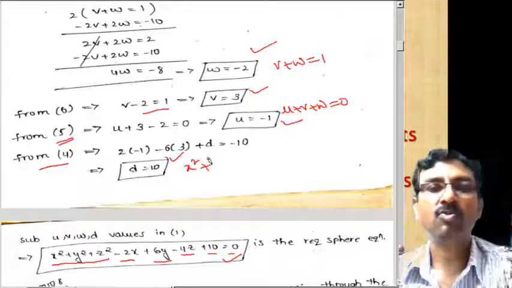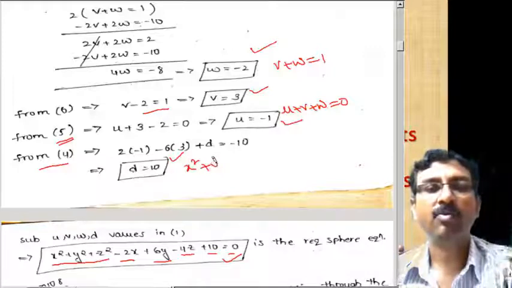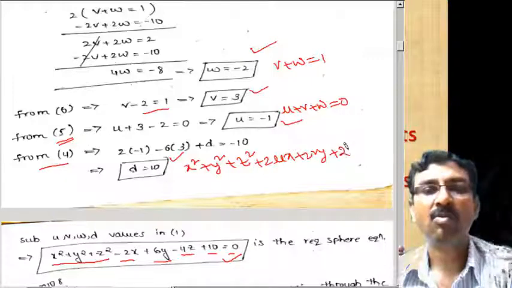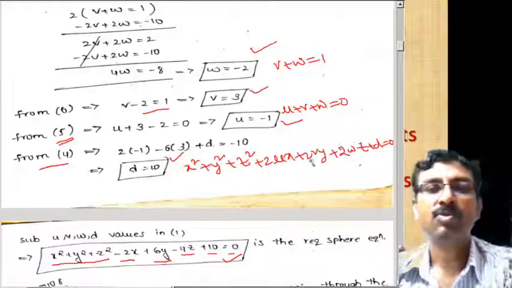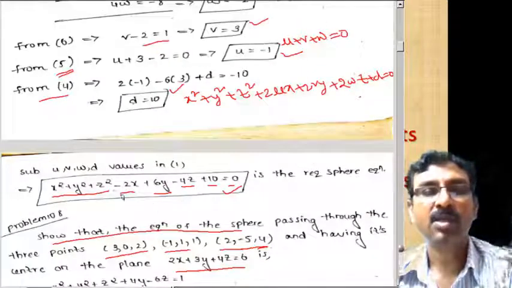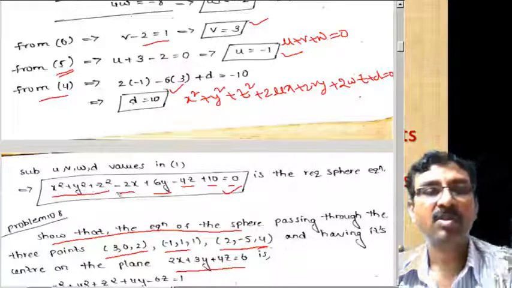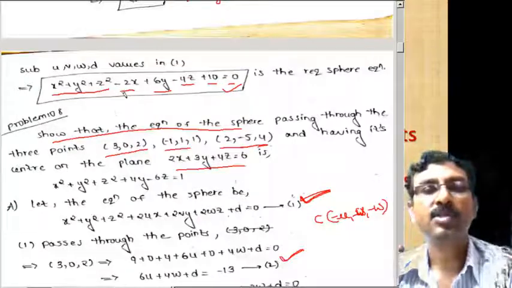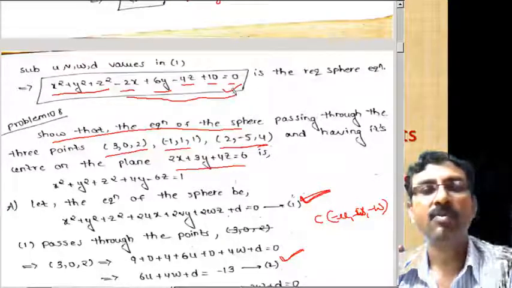So substitute u, v, w values in the equation of sphere in standard form: x square plus y square plus z square plus 2ux plus 2vy plus 2wz plus d equal to 0. So substituting u, v, w, we get the equation x square plus y square plus z square minus 2x plus 6y minus 4z plus 10 equal to 0. So this is our required equation of this sphere.